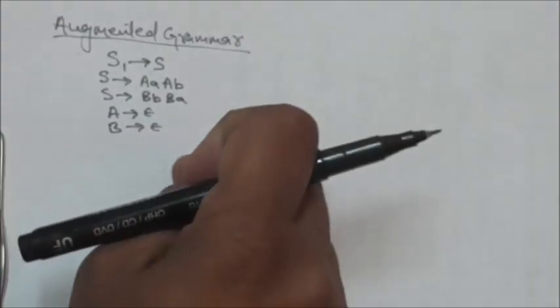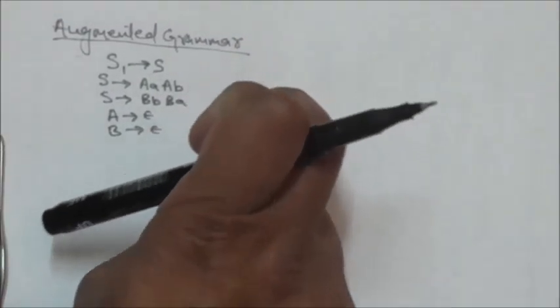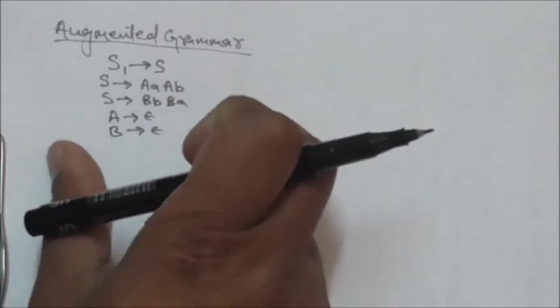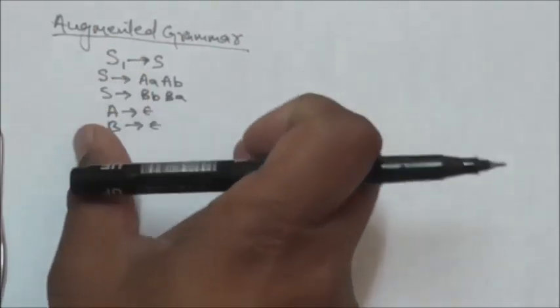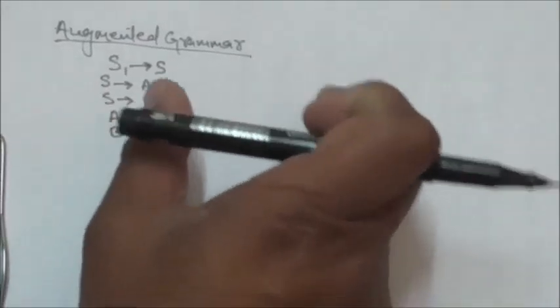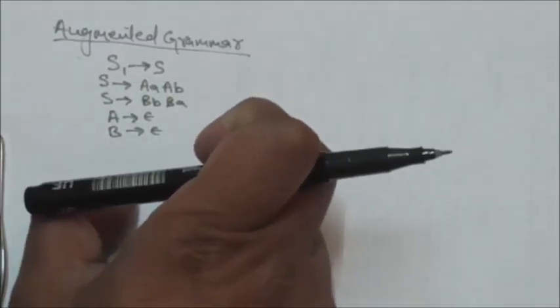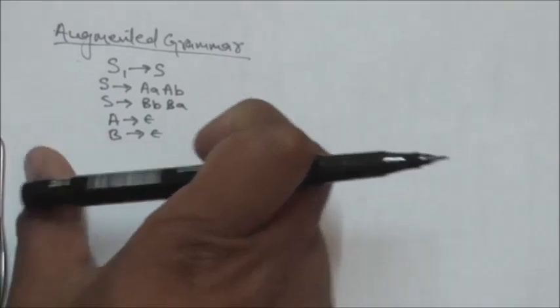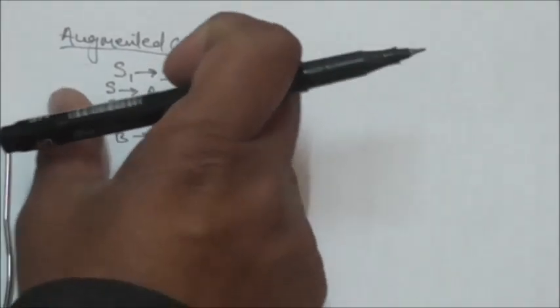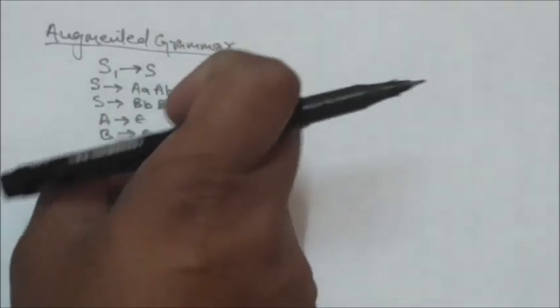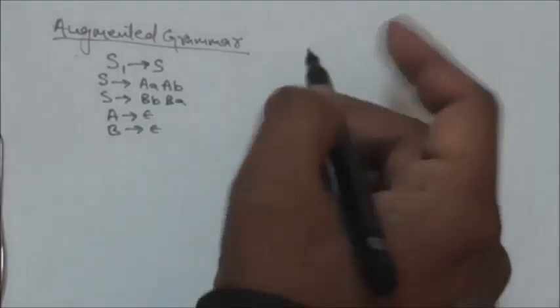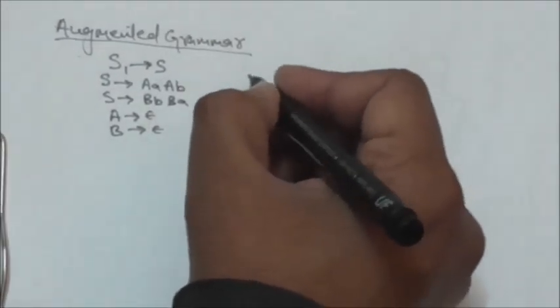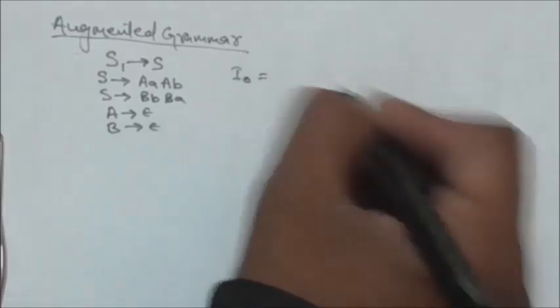Consider this augmented grammar. We need to construct the DFA for LR1 parser for this augmented grammar, because we need to construct the action table and goto table for the LR1 parser for this grammar, right? So what we need to do first, we need to construct the DFA. So by using this augmented grammar, we have to construct a DFA. So first we will write the initial state of DFA. Let the initial state of DFA be I0.